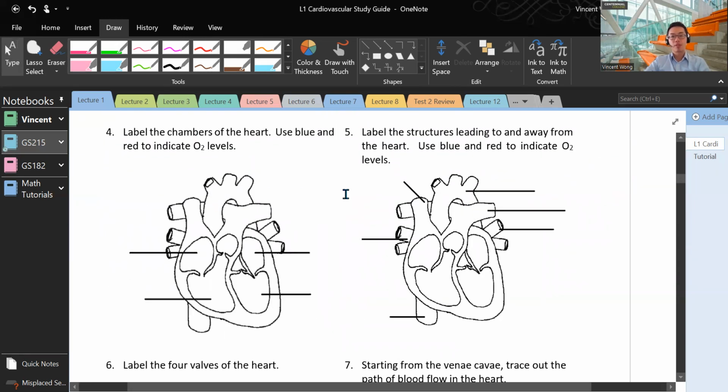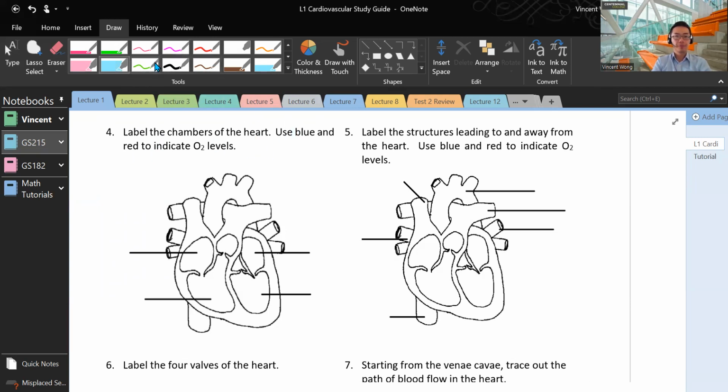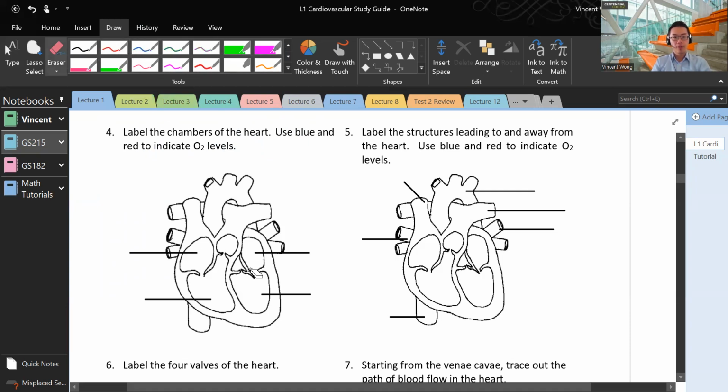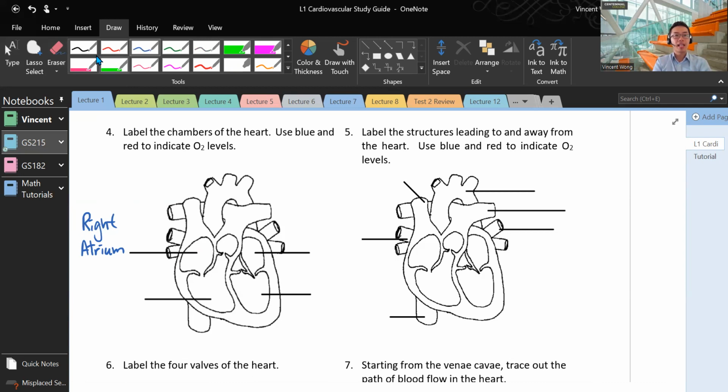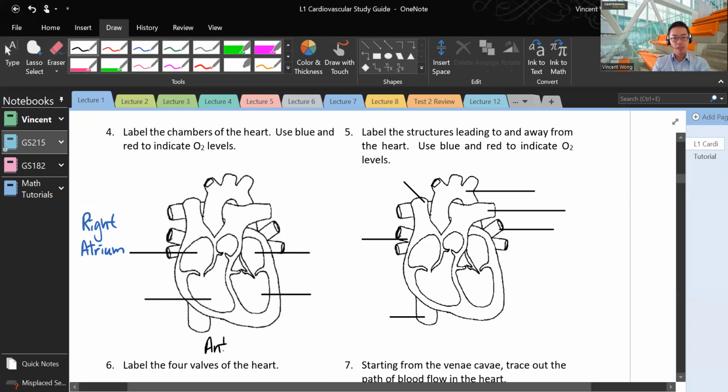This is the part where you should have some colors and maybe some highlighters or something. Label the chambers of the heart. Use blue and red to indicate oxygen level. Okay. So over here, these are the 4 chambers. Okay. So this one is the right atrium. Again, the left side of the diagram is right because we're looking at it from the front. This is an anterior view. Front view.